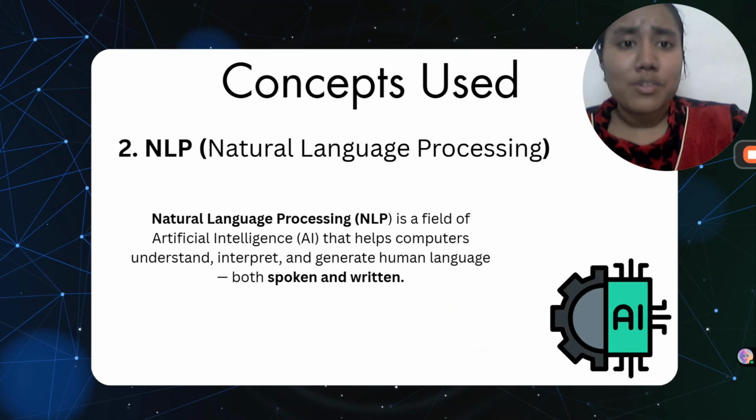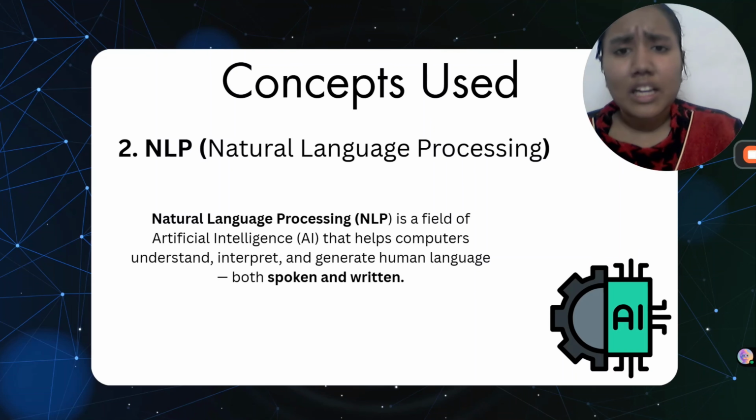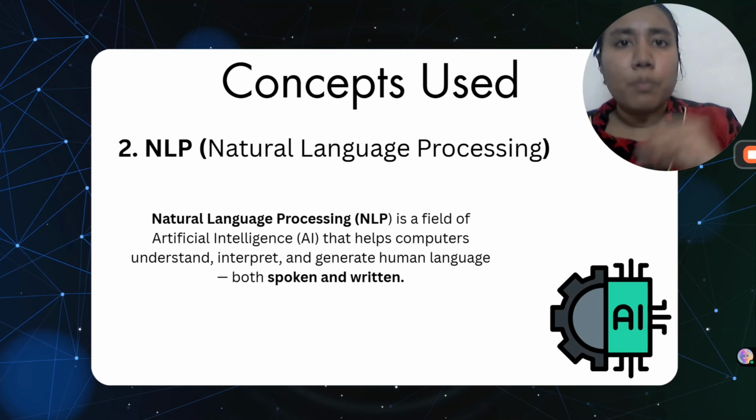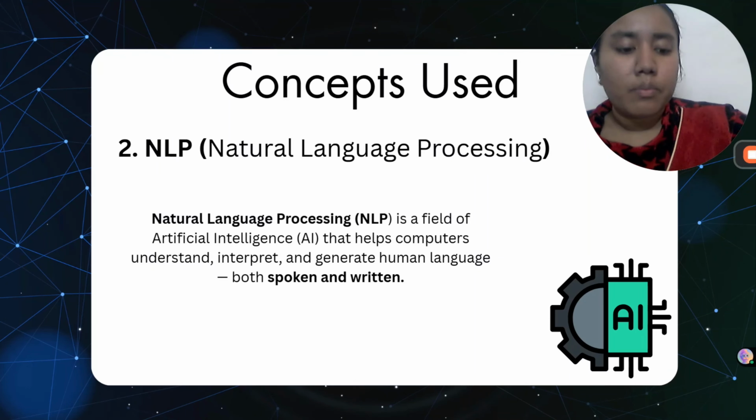The second thing I'm using is NLP. NLP stands for natural language processing. Obviously, as humans, we can understand Hindi, English, Japanese, Chinese, but computers can't understand these languages. So, NLP is a field of artificial intelligence that helps computers understand and interpret these languages in both spoken and written form. So let's see how NLP is integrated in my project.